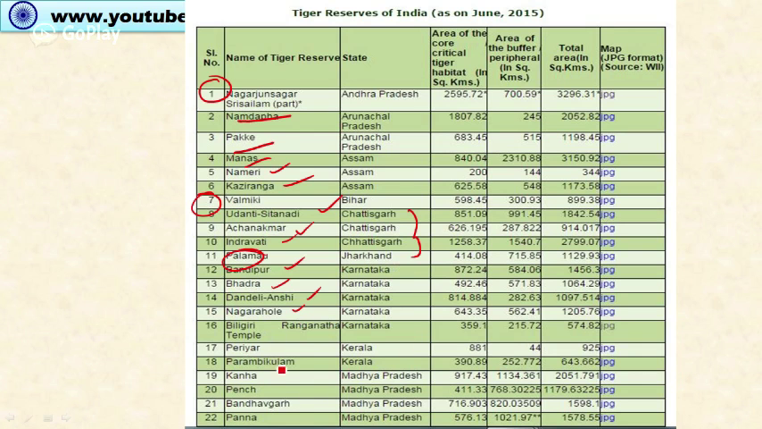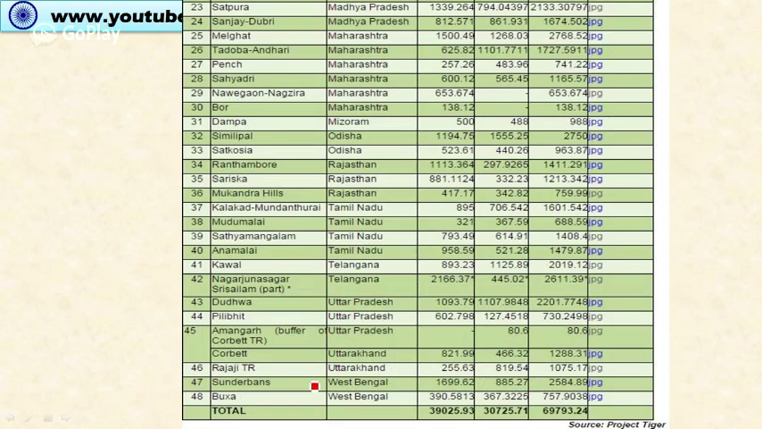In Kerala we have Periyar and Parambikulam, these two in Kerala. In Madhya Pradesh we have six tiger reserves, that is Kanha, Pench, Bandhavgarh, Panna tiger reserve and Satpura, Sanjay Dubri. These six are from Madhya Pradesh. In Maharashtra we have Melghat, Tadoba Andhari, Pench, Sahyadri, Nawegaon Nagzira and Bor tiger reserve. In Mizoram we have Dampa tiger reserve, and in Odisha we have two, Simlipal and Satkosia.